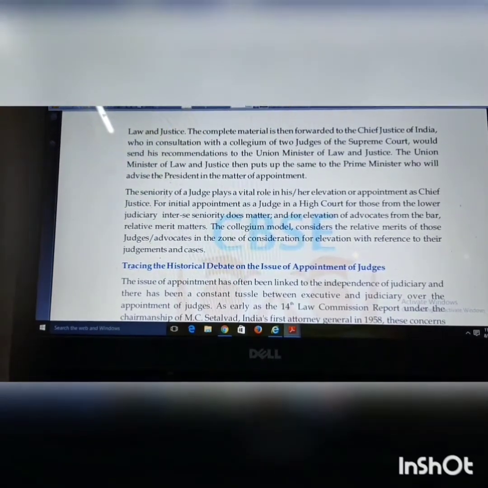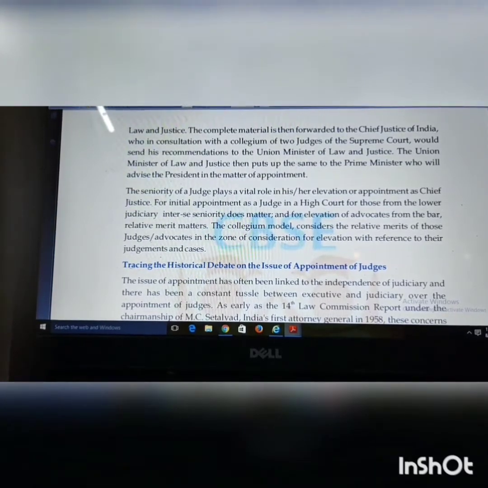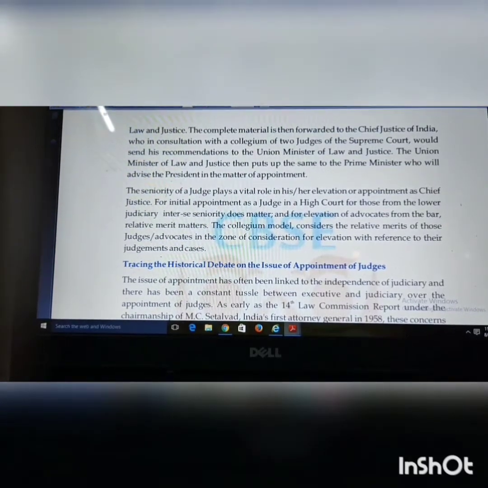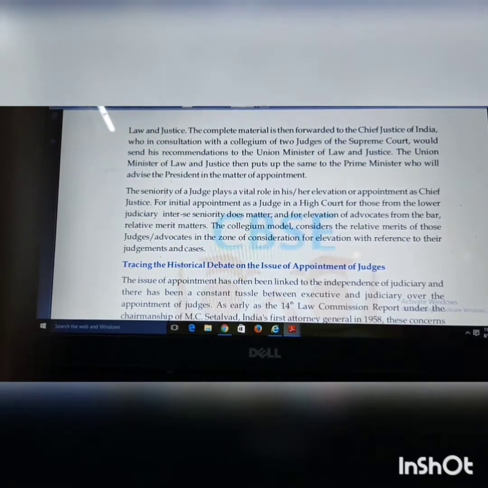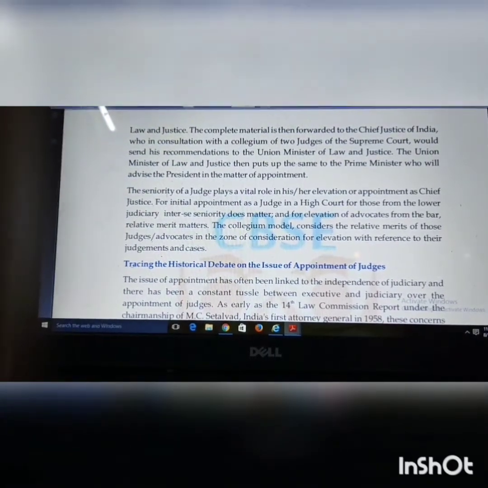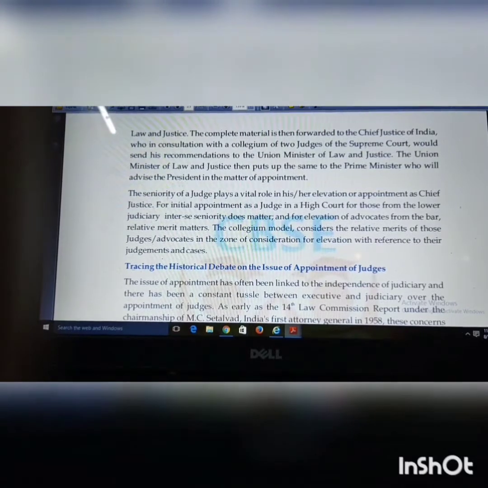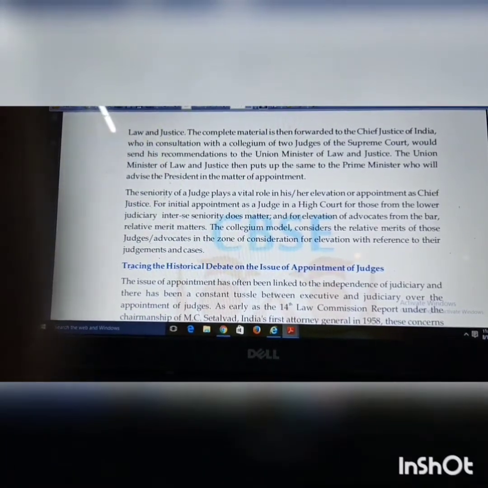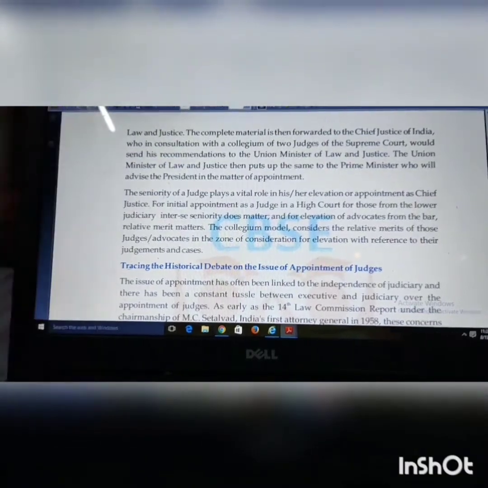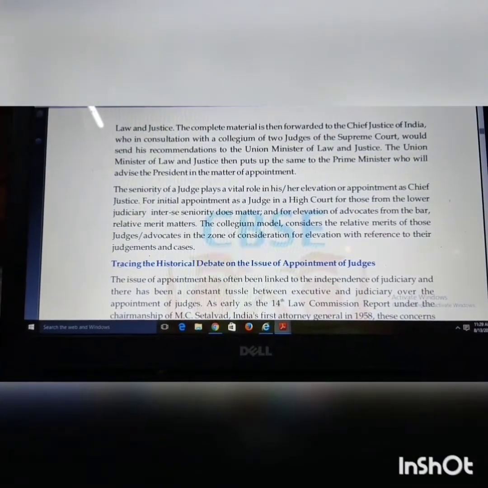And then after that, whatever is the consultation or recommendation of the Supreme Court regarding that person, जिसकी advice High Court से आई थी, तो उसको रिव्यू करता है सुप्रीम कोर्ट और बाद में अपना एडवाइस भेजता है यूनियन मिनिस्टर ऑफ लॉ को. ठीक है. Union Minister of Law then puts up the same to the Prime Minister, and then the Prime Minister will give it to the President.